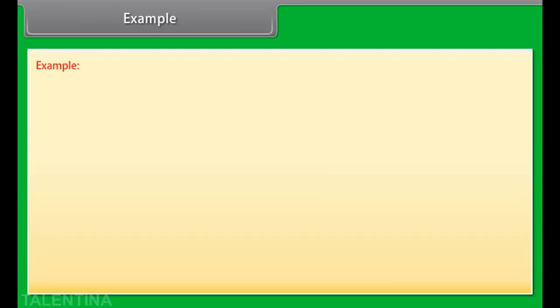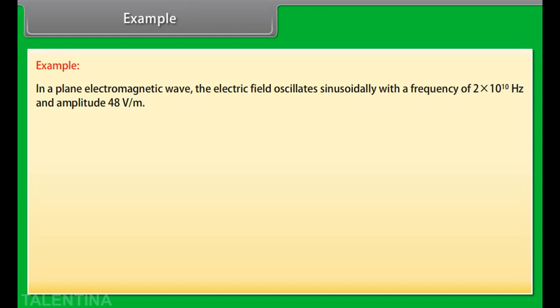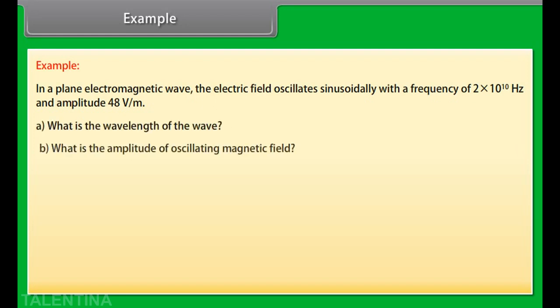Example. Let's take an example of electromagnetic waves. In a plane electromagnetic wave, the electric field oscillates sinusoidally with a frequency of 2 into 10 raised to the power 10 Hertz and amplitude 48 volt per meter. What is the wavelength of the wave? What is the amplitude of the oscillating magnetic field?